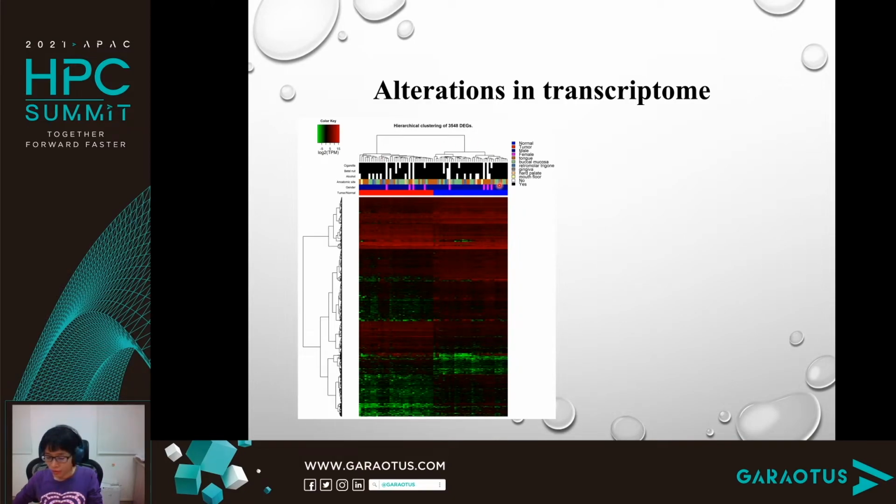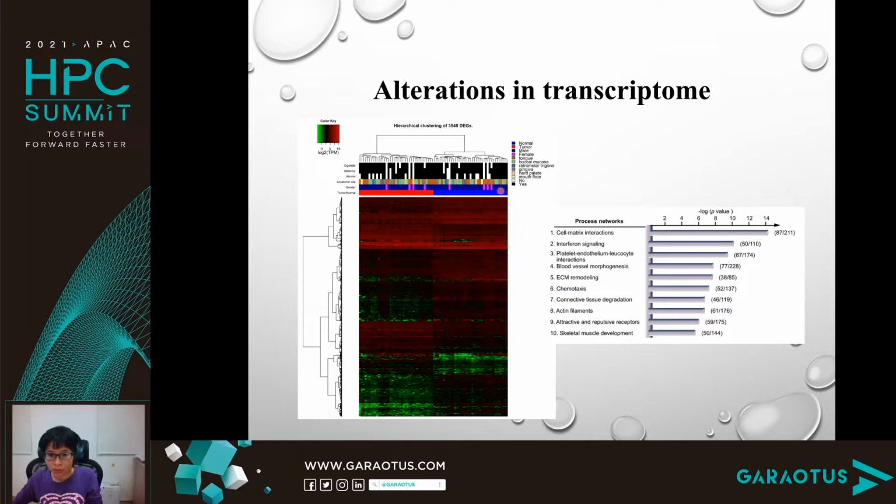And if we further analyze what kind of pathways those genes are involved in, we can find that they are involved in cell matrix interaction, interferon signaling pathway, and so on. And those pathways might be important in oral cancer development. So again, we will need to identify the important genes among those differentially expressed genes.